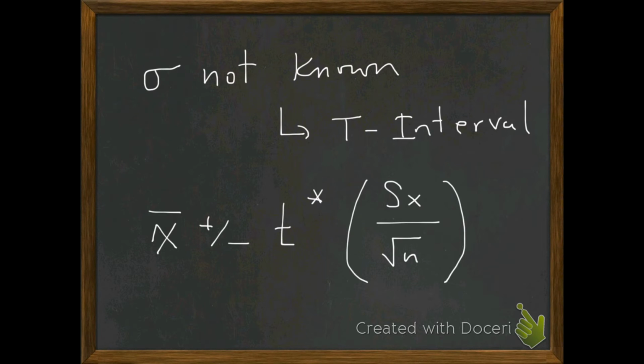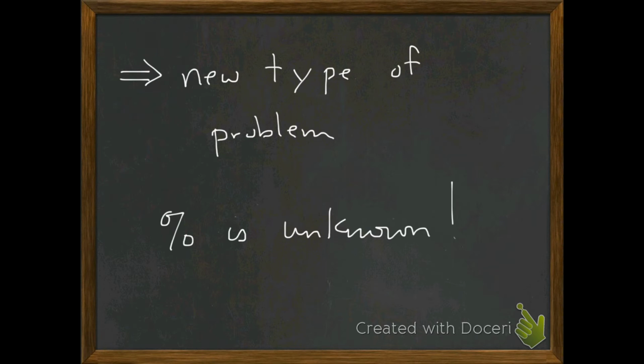When the population standard deviation is not known, we can't use it. So we have to use the sample standard deviation in replacement. When we use the sample standard deviation, we don't have as much information about the population, so we have to use a different distribution called the t-distribution to make our calculations for the t-interval. Well, guys, we're moving into a new type of problem, not where the mean is unknown, but where we have a population percentage that's unknown.